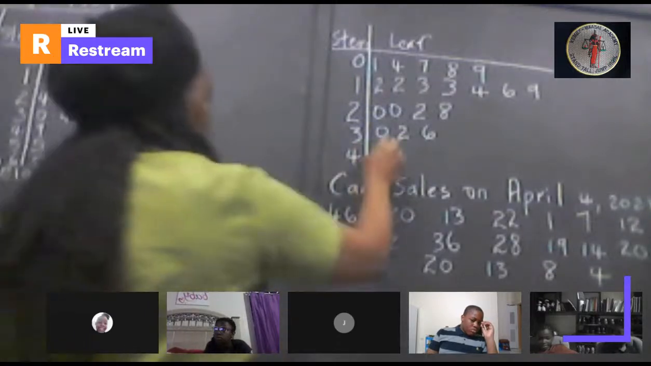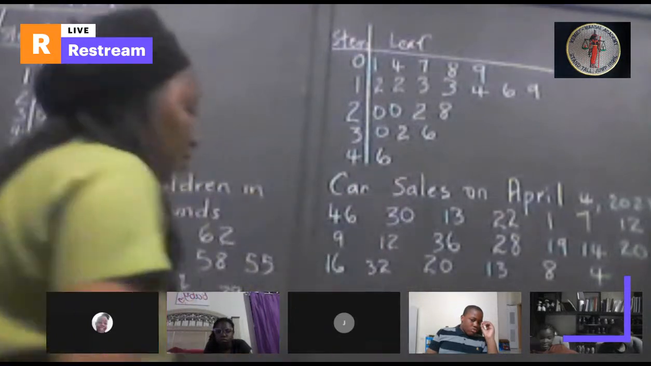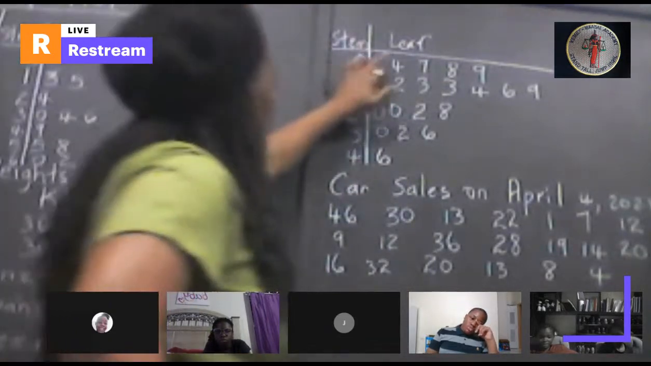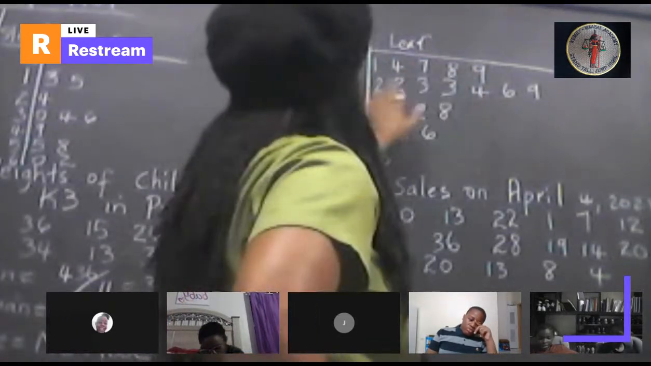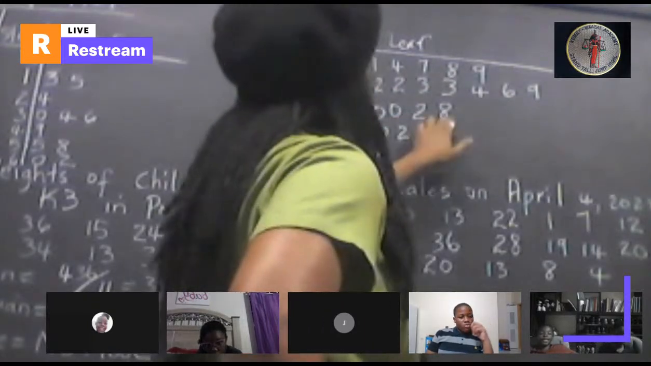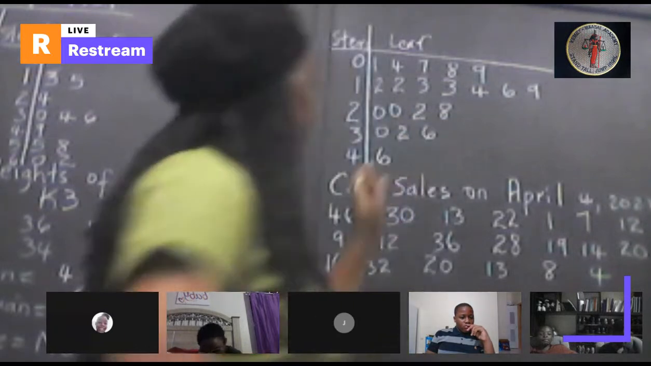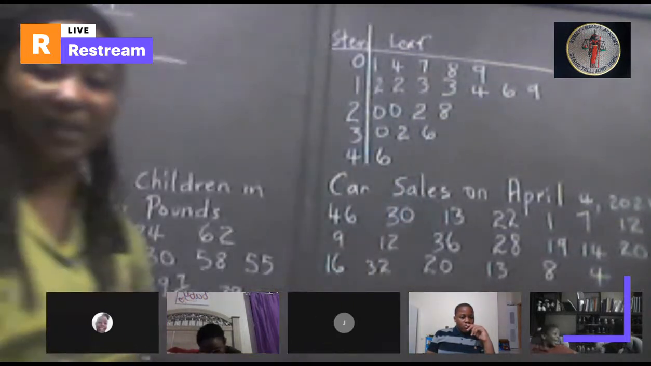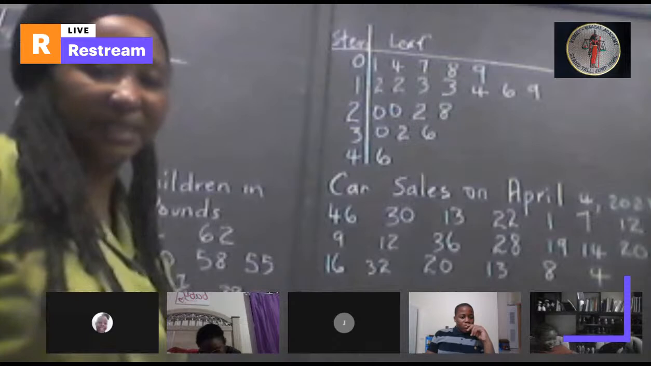46. So let me count and make sure I have all 20. 1, 2, 3, 4, 5, 6, 7, 8, 9, 10, 11, 12, 13, 14, 15, 16, 17, 18, 19, 20. I have all 20 represented.